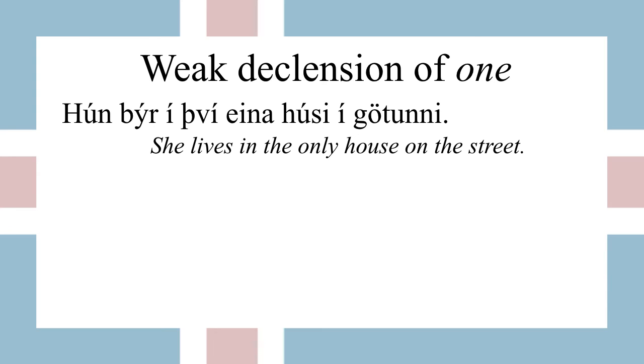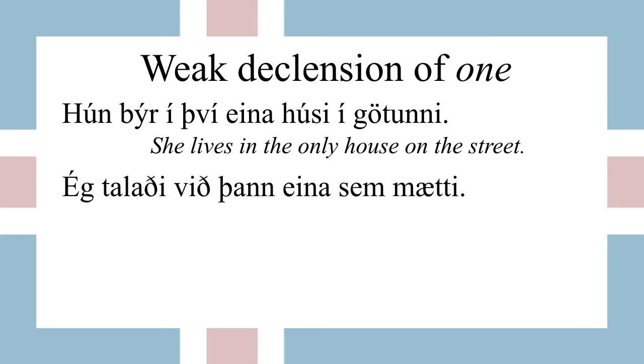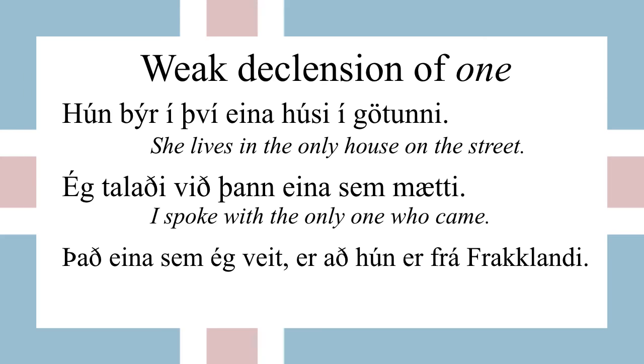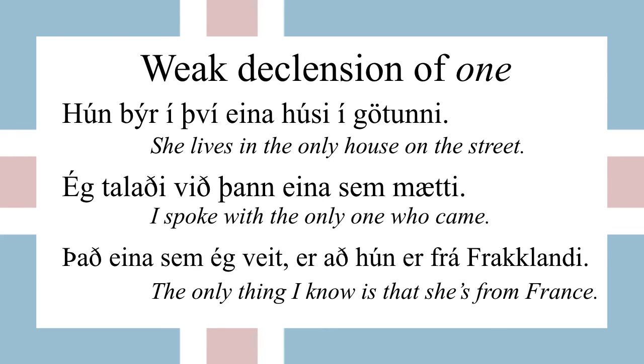So we're using the weak declension of 1 because we have a definite noun here, the house. And when we use 1 in this way, it means the only house. Here's another example. Ég talaði við þann eina sem mætti, which means I spoke with the only one, meaning the only person who came. Það eina sem ég veit er að hún er frá Frakklandi. This means the only thing I know is that she's from France. So watch out for that when we have a weak declension of the word einn. It's being used as an adjective, and it means the only one, or the only something.